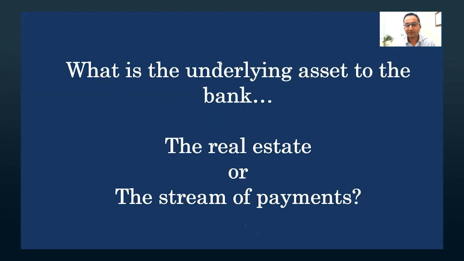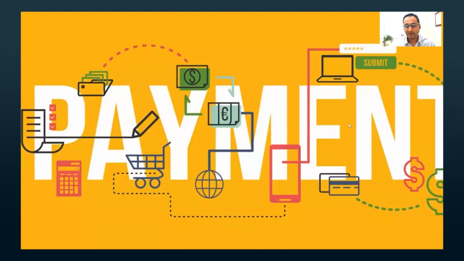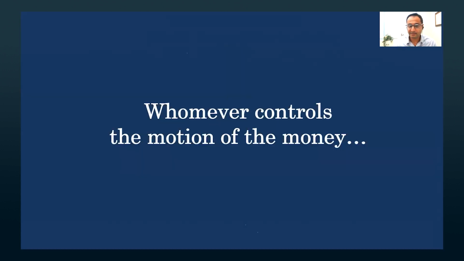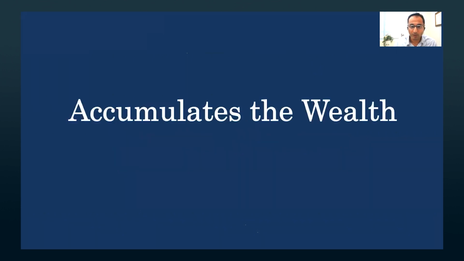What is the underlying asset of the bank in the above transaction? Is it real estate or the stream of payment? It's the payment. That is the underlying asset, because once they're getting the stream of payments back from you, principal and interest is just extra money that shows up for the bank, they can put all that money to work and make more profit. Banks make money by keeping the money in motion. They do not make money by letting the money sit still.